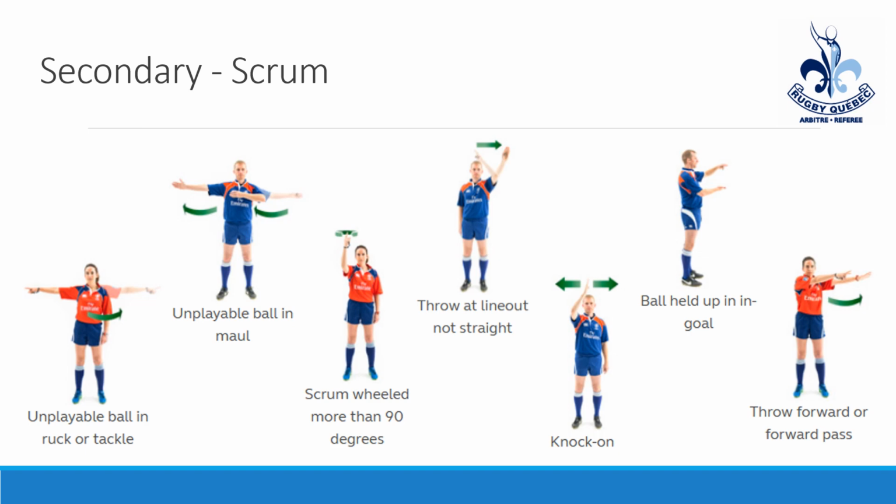These are the secondary signals that result in a scrum, so knock-ons and forward passes are very, very common, as well as you might have not straight at the line out or unplayable in the maul.